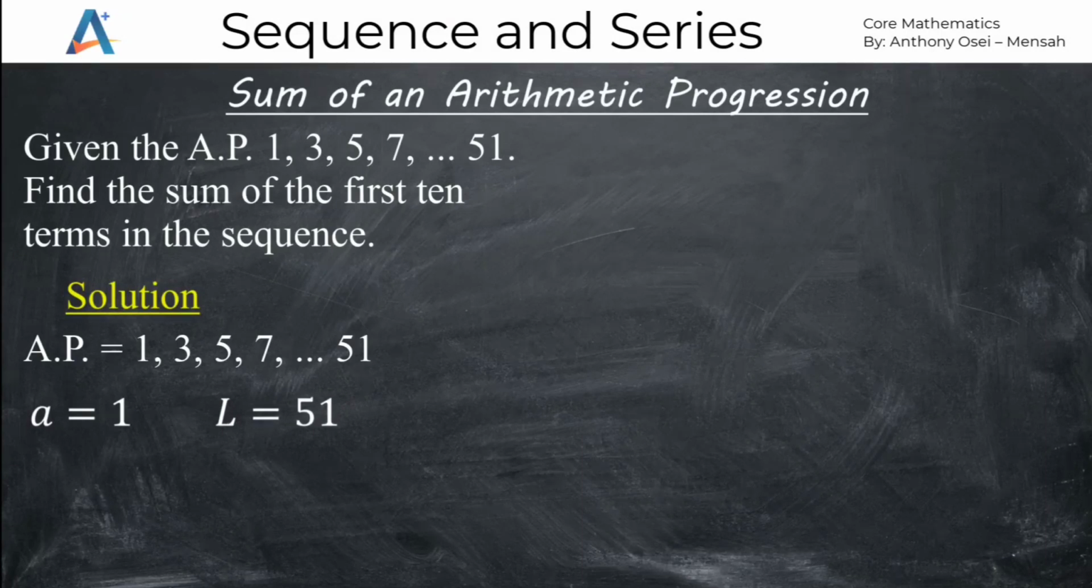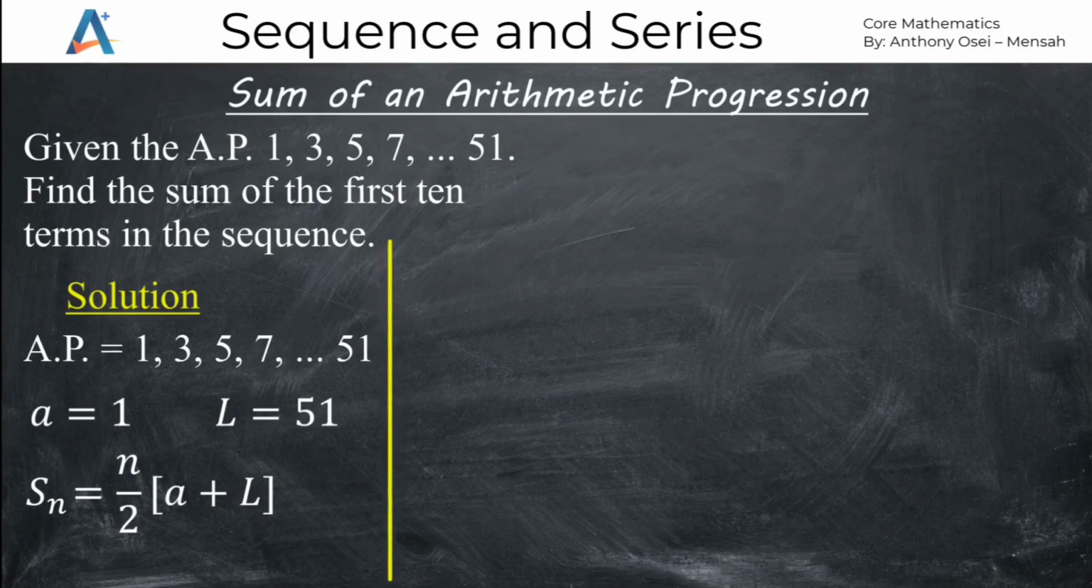So with this, we can use the formula for sum. So the sum of the AP, which is the sum of the nth term of the AP, is equal to n over 2 multiplying the first term plus the last term. So this is the formula we can use. The question is asking us to find the sum of the first 10 terms. So S10, where n is 10. So it becomes 10 over 2, our a is 1 plus the l is 51.